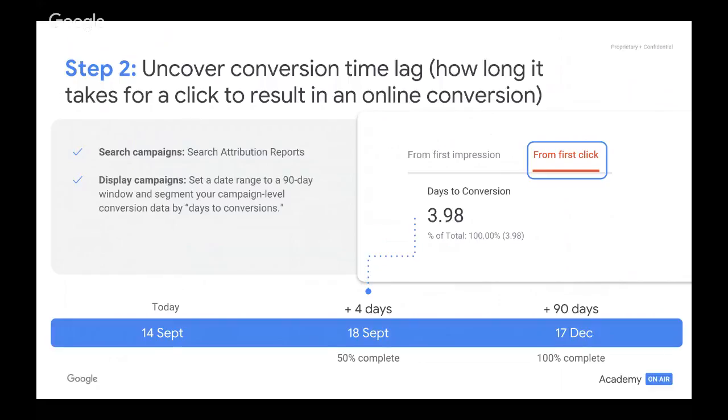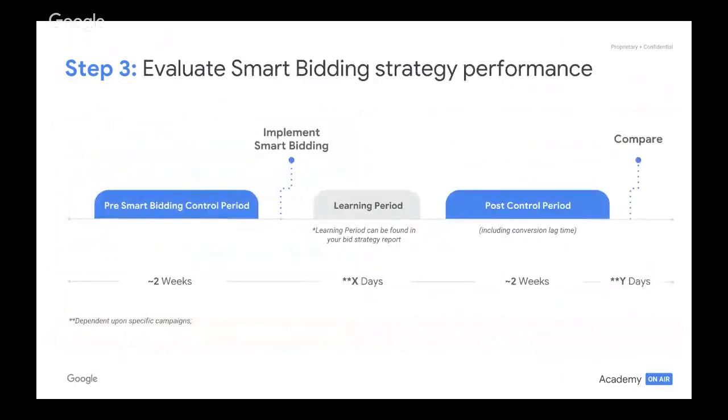So for example, if I was looking at how Target CPA has been performing for me in the last couple of weeks, I would measure it all the way up until maybe the end of last week or beginning of this week to allow for those conversions that would still be trickling in. And once we've figured out how long the learning period is and how long the conversion lag is, we can move into a testing window or a testing phase. This is maybe an example of one that we might use.